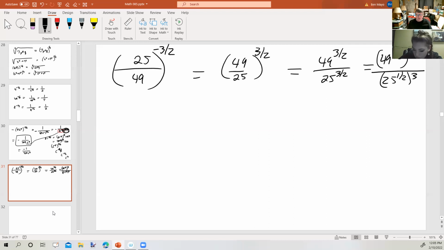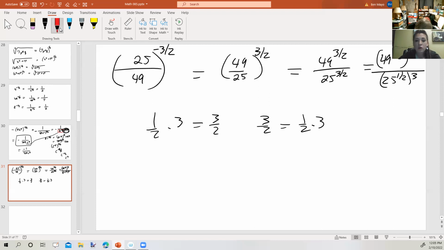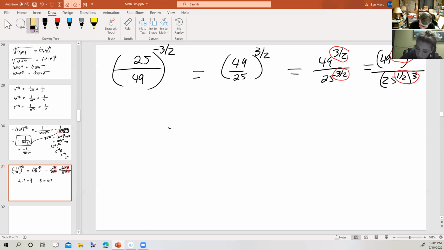So what I'm doing now, instead of taking the two exponents and multiplying them together, I'm pulling them apart. Instead of saying, well, 1/2 times 3 is 3/2, I'm saying 3/2 could be written as 1/2 times 3. So this becomes that, and this becomes that. I'm breaking apart the power and the root because I'm going to do them separately, and I want to do the root first because it's easier.